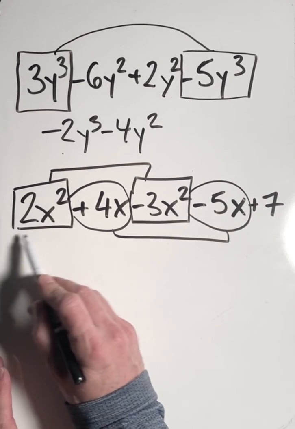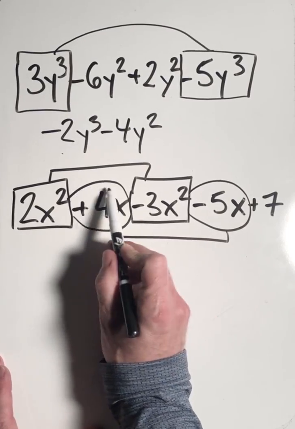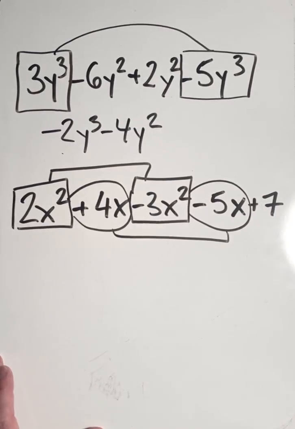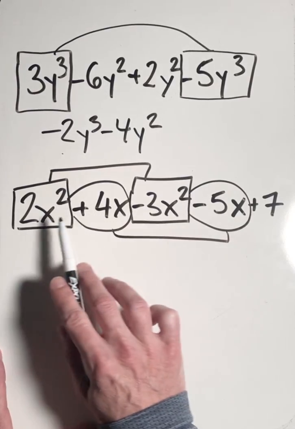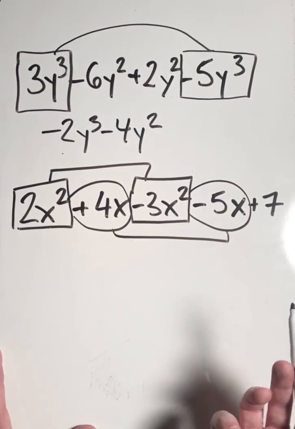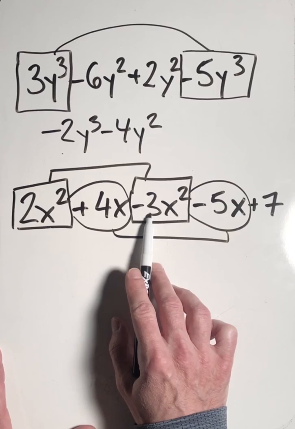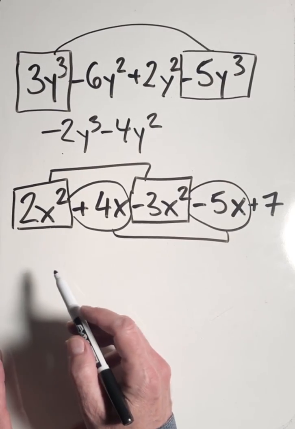Sometimes I will underline like terms and then overline other sets of like terms. So it's really up to you, but I think using some kind of symbol will definitely help keep you organized. Since I have like terms with an x squared each, the only thing I'm really combining is the coefficients, and I'm keeping the exponent itself.